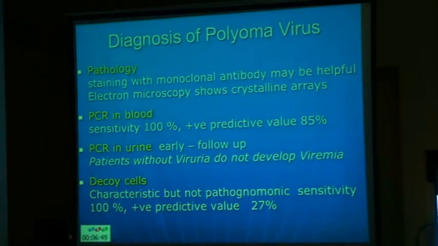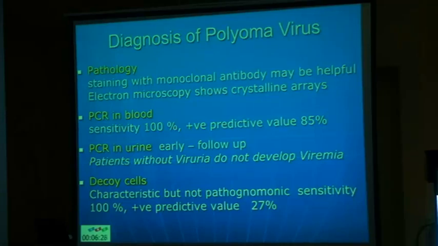And to diagnose, we just mentioned pathology. You can also do monoclonal antibody staining, and you can have electron microscopy showing crystalline arrays. PCR in the blood is the preferred test with a sensitivity of 100% and a positive predictive value of 85%. PCR in urine appears early on. It can be used to follow up the diagnosed cases.